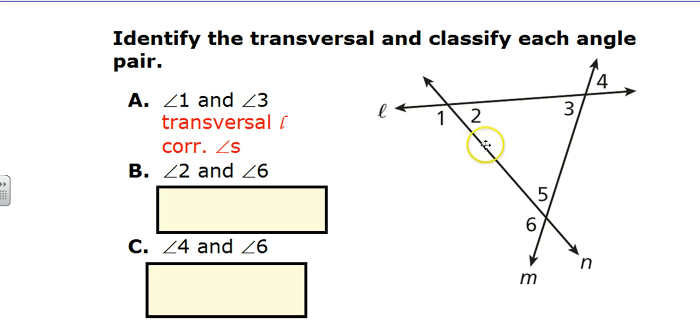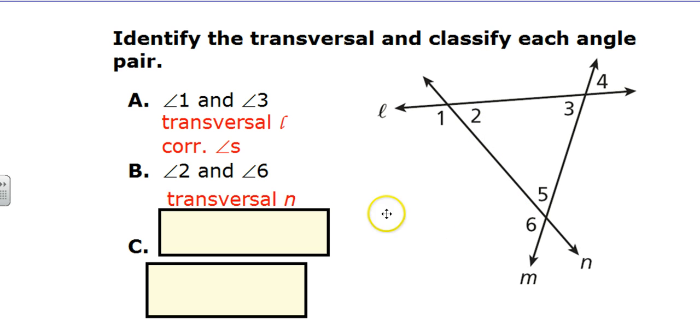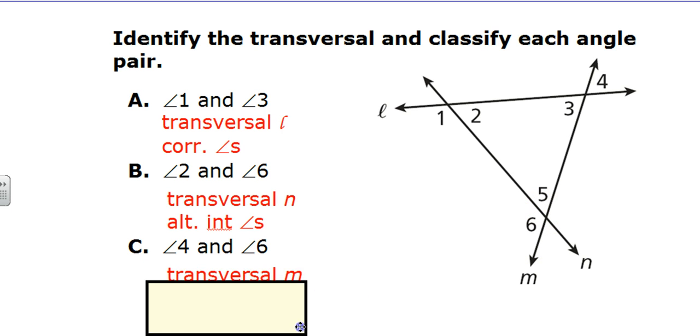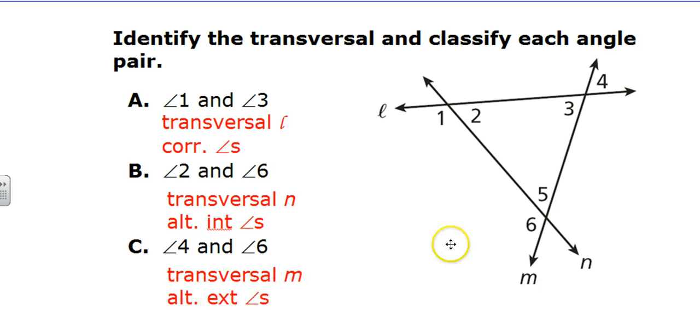How about 2 and 6? So the transversal for 2 and 6 is which line? Transversal N. Good. And then 2 and 6 are alternate interior angles. They're inside. Good. And then angle 4 and 6. So the transversal that is producing these angles is transversal M, right? And then 4 and 6 are alternate exterior angles.